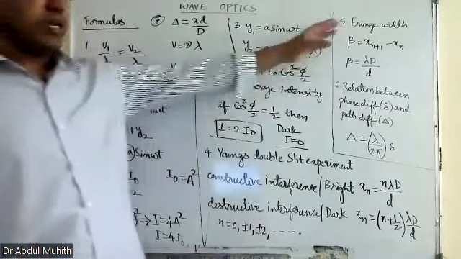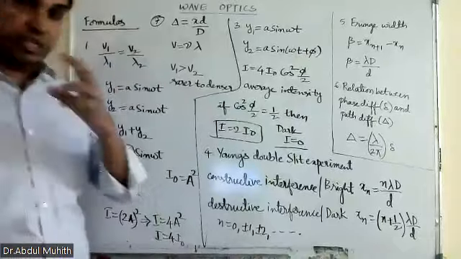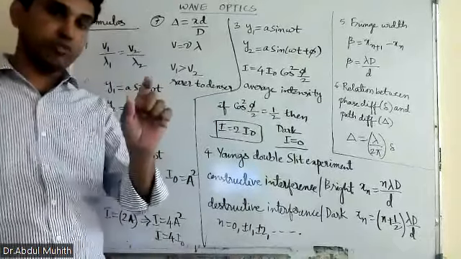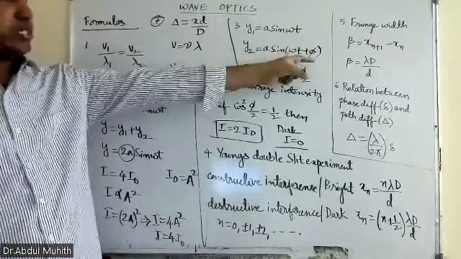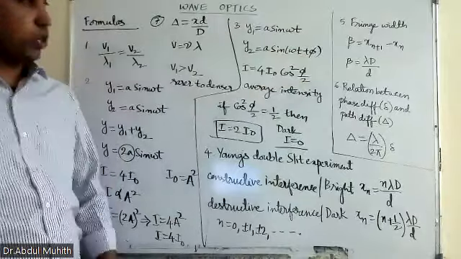Next is the fringe width formula. The distance between two consecutive bright or dark fringes, the thickness of one fringe, is known as fringe width. So the formula is lambda into capital D by small d.